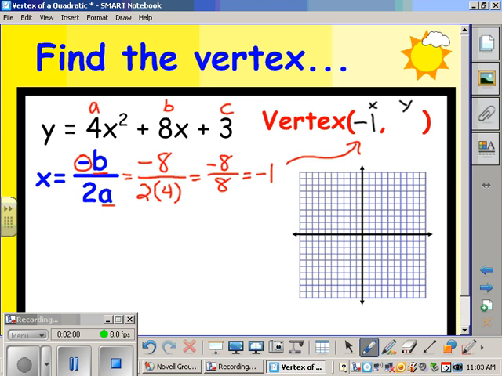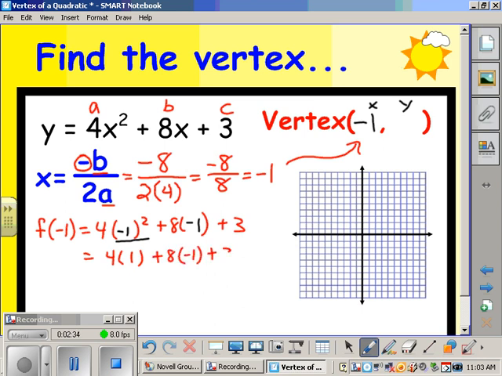But we still need to find the y value. Once you know what x is, you can plug it back into the original equation for both of the x's. So we'll make it look like this. f of negative 1 equals, and then wherever there's an x, we will replace that with negative 1. Then we will simplify it using the order of operations. So we will first do the negative 1 squared. So we've got 4 times, and negative 1 squared is 1.